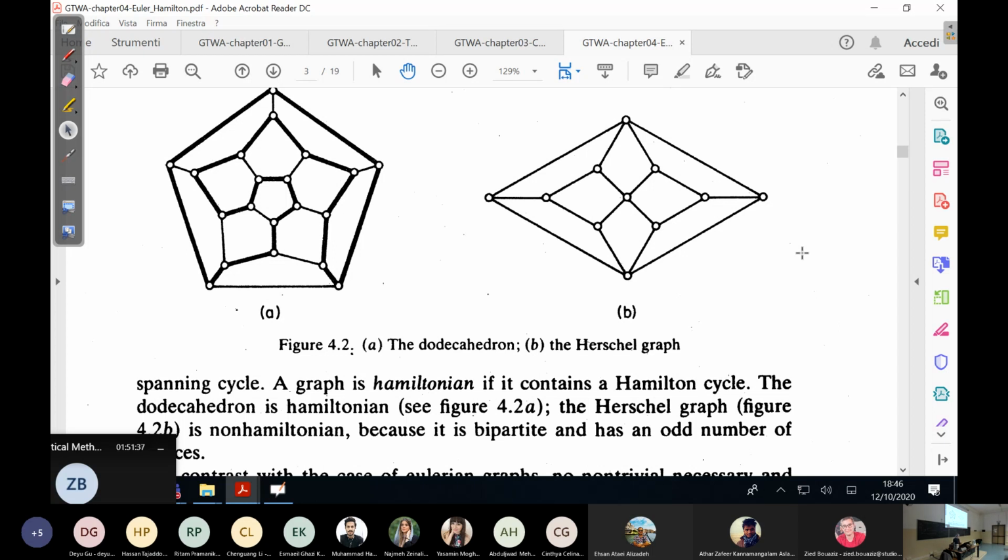Since they are odd, either you miss at least one or you repeat at least one. So it's easy in this case to say, no, this is not Hamiltonian. Don't try, because there will never be a Hamiltonian cycle in this graph. Maybe there is a Hamiltonian path starting on one vertex and ending in another vertex. You can try to find a Hamiltonian path if there is one, okay?